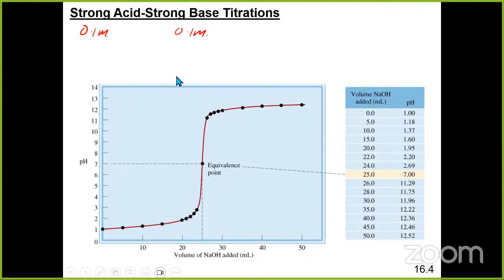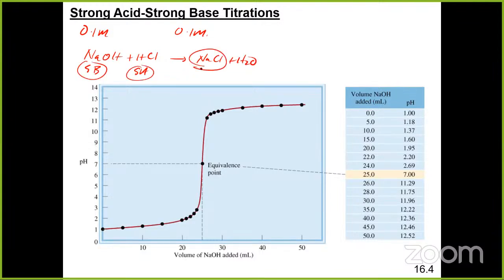If you remember what happens, for example, if you're reacting, let me do it here, sodium hydroxide plus HCl. This is a strong base, strong acid, and the products of this reaction will be sodium chloride plus water. Remember, we said that if you have a strong base reacting with a strong acid, then the resulting salt would have a pH of 7. In other words, the sodium chloride will not in any way affect water to change the pH, right? So that's why you see here at the equivalence point, in this particular case, the pH is 7.